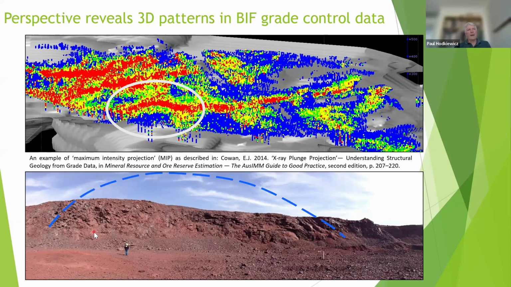And this is an example of maximum intensity projection, or MIP, and it was described by Jeff Cowan in this paper, X-ray plunge projection, from the Leapfrog Guide to Good Practice in 2014. He has some very good examples of that that are worth checking out.